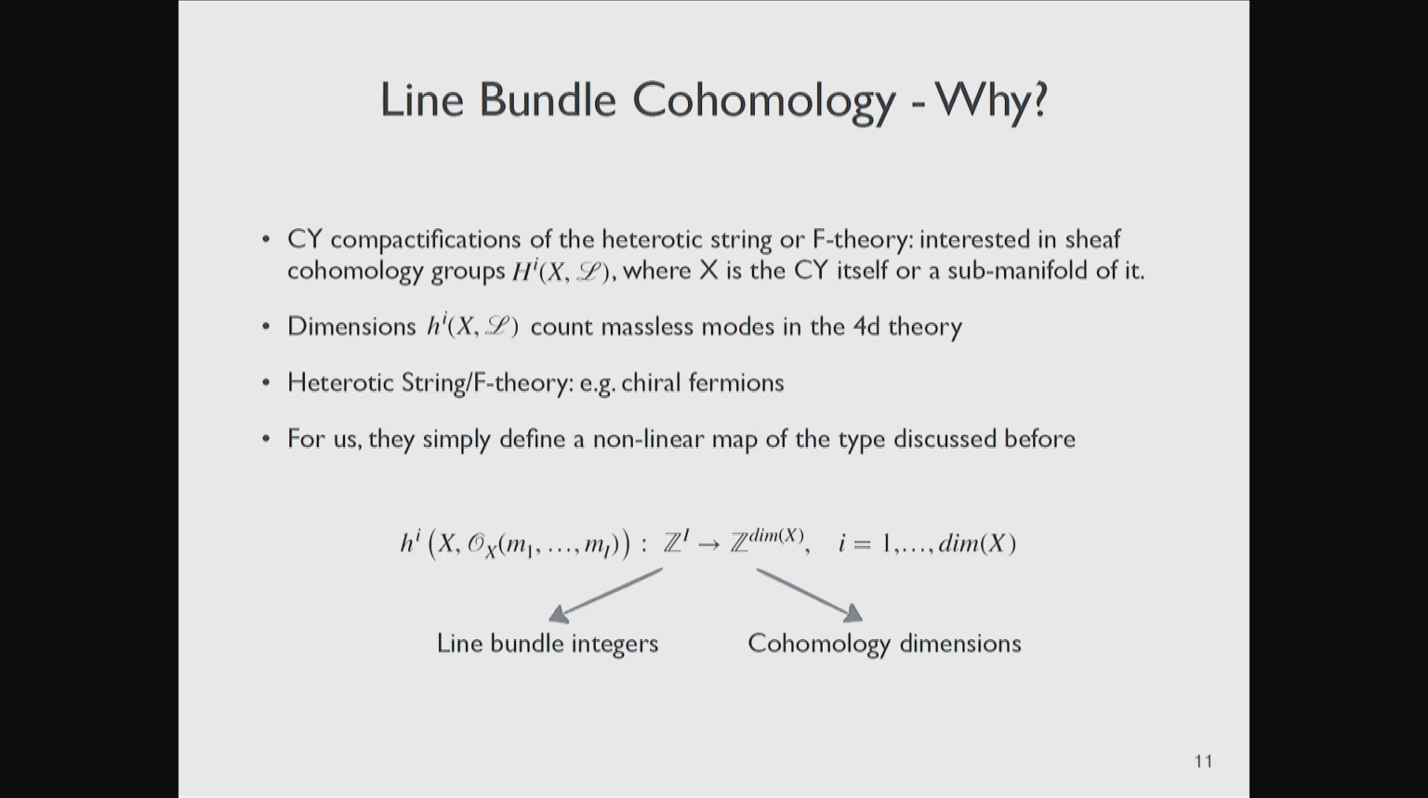I would call the dimensions of the cohomology groups little h^i, and we study the dimensions of the cohomology groups of some line bundles given by some integers. The index i runs here from 0 to the dimension of the space that we look at. It's just a vector of integers, and also this entry here is just a vector of integers. So it's really a map of the type that I discussed before.